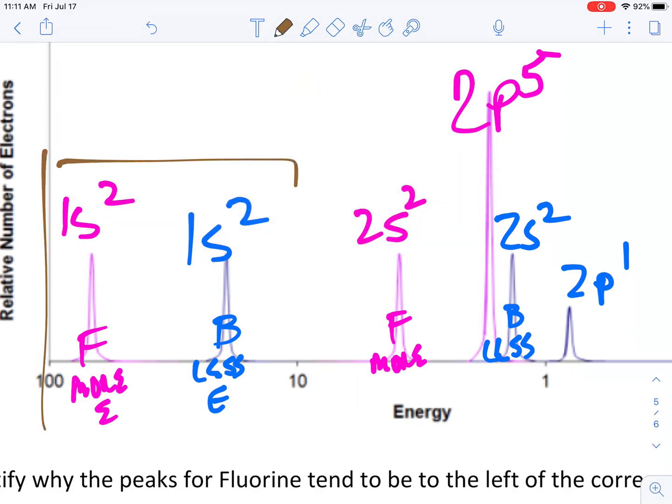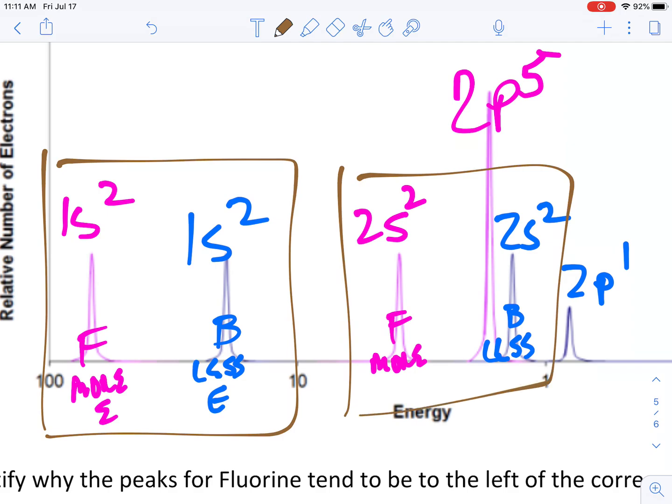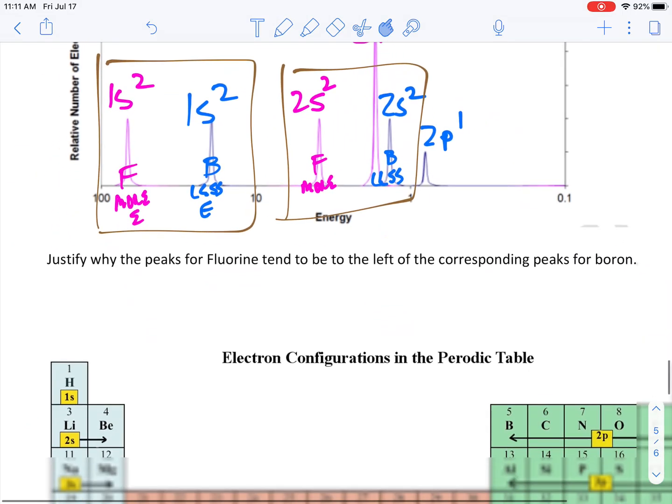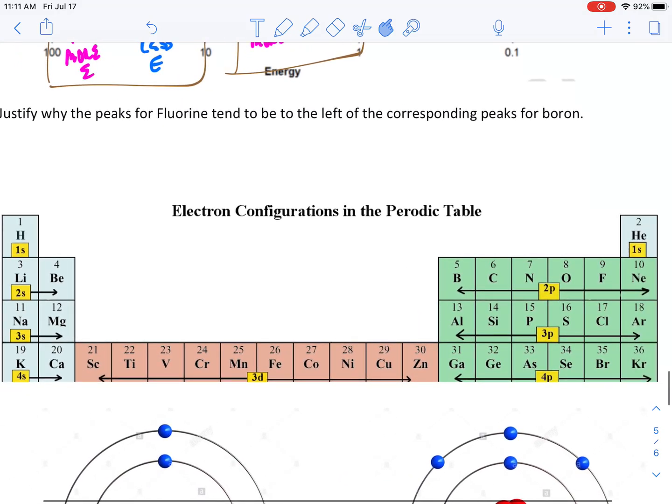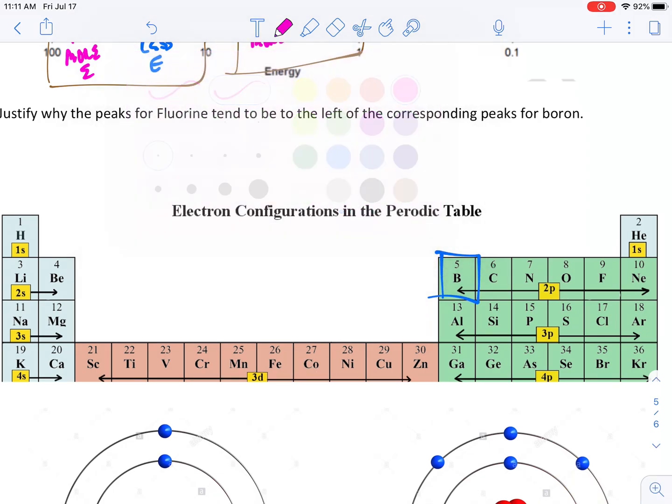So why is it that when we compare similar peaks, the 1s, for example, to the 2s, the fluorines are more than the boron? Well, this is just another way of asking basically the same question as we did in the nitrogen and oxygen question above. Boron and fluorine, if we compare them here on the periodic table, here they are. Here's boron, and here's fluorine. So there are two things that could account for these differences: shielding and charge.